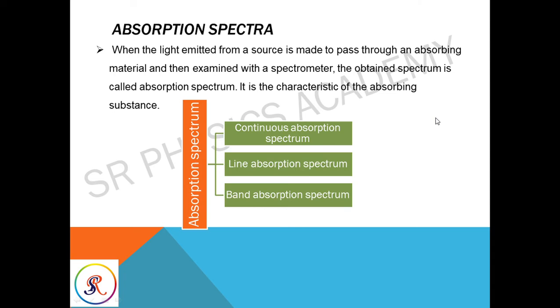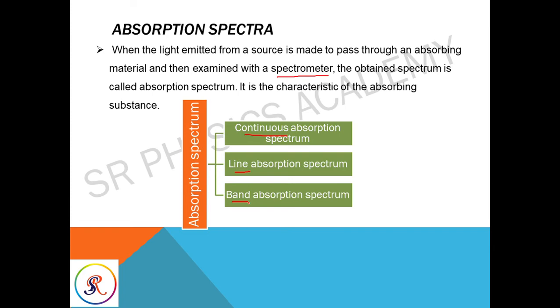Now, what is the absorption spectrum? Just now we learned that when the light emitted from a source is made to pass through an absorbing material and then examined with a spectrometer, we need a spectrometer here, and only then will we get the spectrum. The obtained spectrum is called the absorption spectrum. Even in absorption spectrum there are three types: continuous absorption spectrum, line absorption spectrum, and band absorption spectrum. So it is clear now: absorption spectrum also has three types, continuous, line, and band.